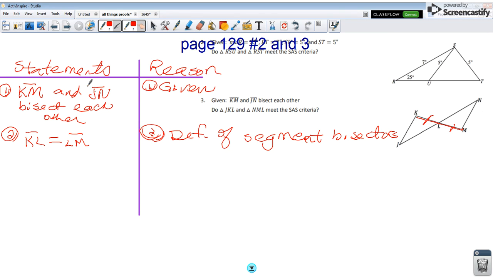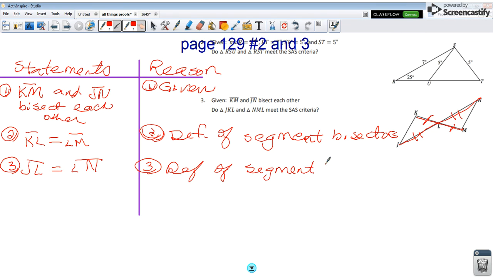Now, if we go back to that given, JN is also being bisected. So here's JN. When it is bisected, it also forms 2 congruent sides. So statement number 3 is that JL is equal to LN. Same as number 2's reason, definition of segment bisectors.